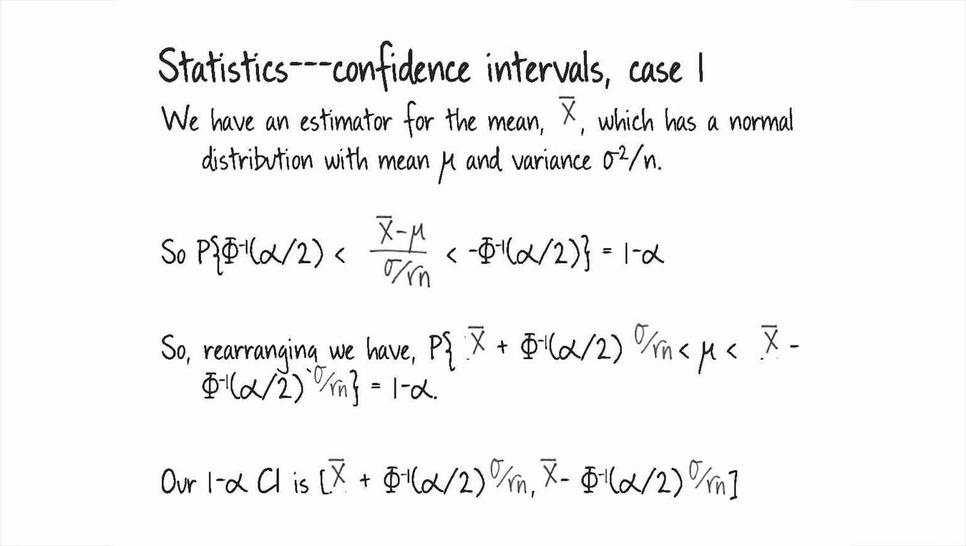One is that everything in this confidence interval is either known, or we can look it up in a book, or we can calculate it from our random sample. So we assume that sigma is known. That's what case one was. We know the size of the sample. We look this up in a book, and this we just calculate from our random sample. So this is a number, and this is a number, and that's our 1 minus alpha confidence interval for mu. Okay? Make sense?